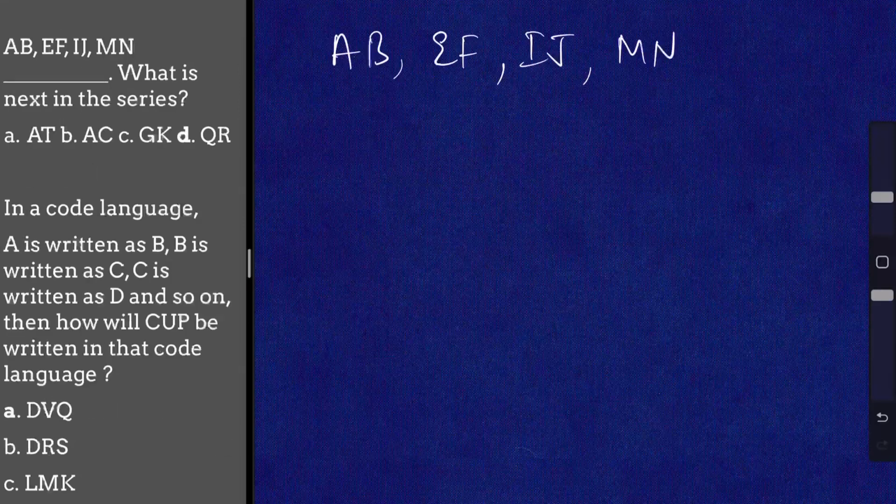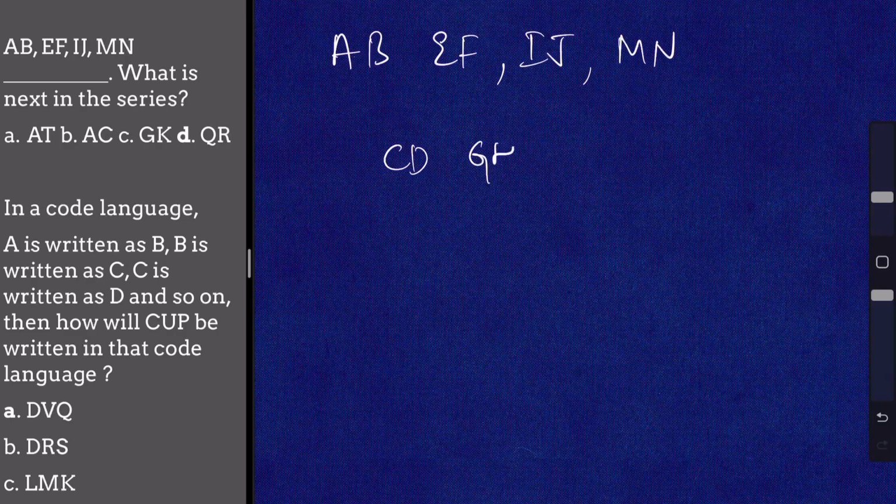Moving on. This is the series. We can easily see the missing letters here. CD is not here. GH is not there between EF and IJ. KL is also not there. OP will not be there. Next would be QR. That's it.